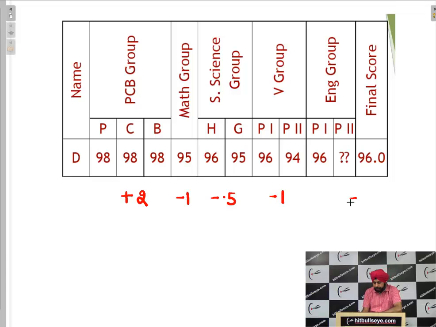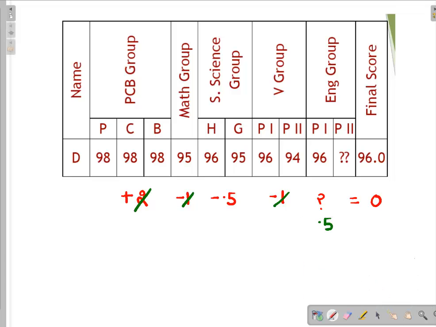Now students, average is average because the number of pluses has to be equal to the number of minuses, or its net impact has to be equal to 0. Now you just try to solve it here. You can cancel this plus 2 with this minus 1 and minus 1. Now students, you have a minus of 0.5 here. In order to negate this minus of 0.5, you need to have a plus of 0.5 here. Or the average which is missing, you need to have an average of 96.5, students.